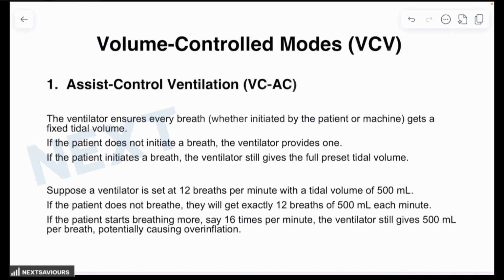So one is the volume controlled mode. You know what the volume controlled mode is? Only two lines. One is that there is a fixed tidal volume, but the pressure is variable. What does it mean?